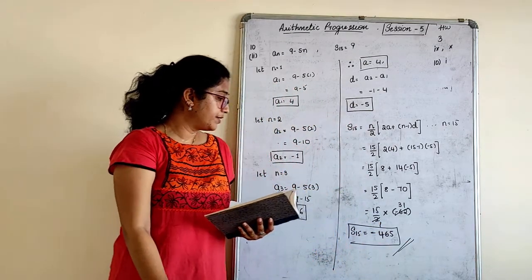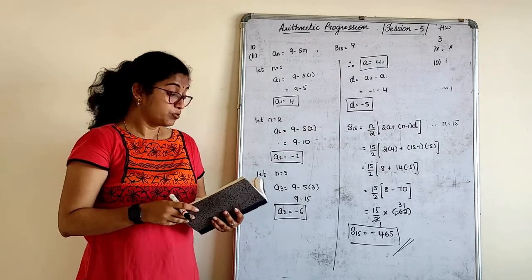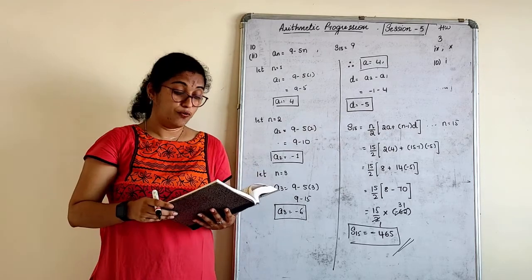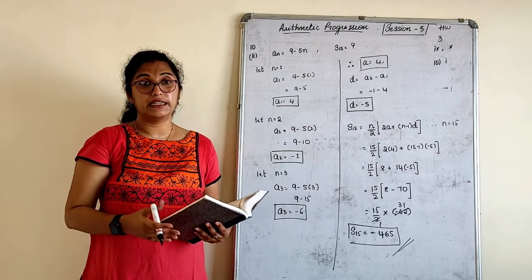So this is how you find S15 here with the given pre-existing condition of an. One similar sum I have given for homework. With this we will end today's session, and the remaining sums will be done in the next session.